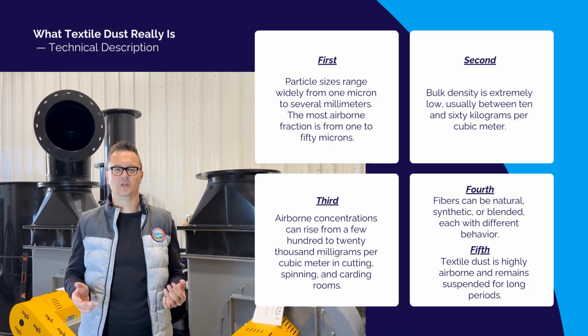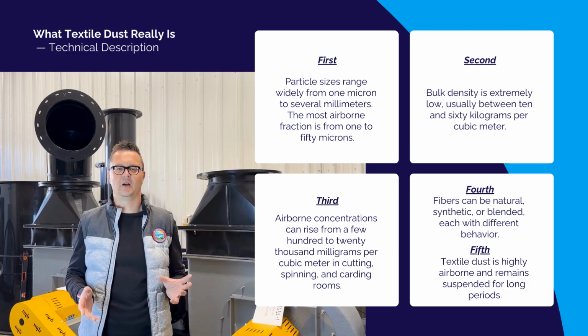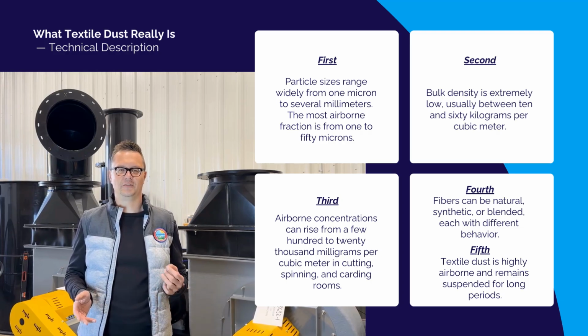Third, airborne concentrations can rise from a few hundred to 20,000 milligrams per cubic meter in cutting, spinning, and carding rooms. Fourth, fibers can be natural, synthetic, or blended, each with different behavior. Fifth, textile dust is highly airborne and remains suspended for long periods. This combination makes textile dust one of the most persistent and difficult to control industrial dusts.